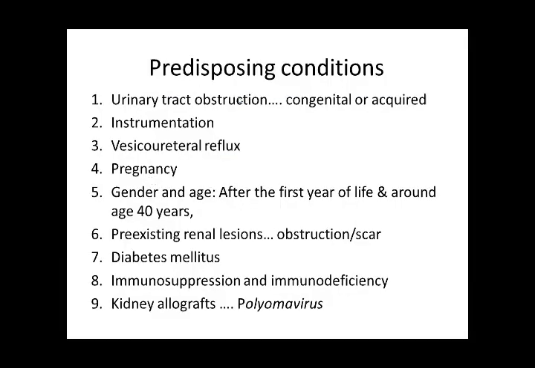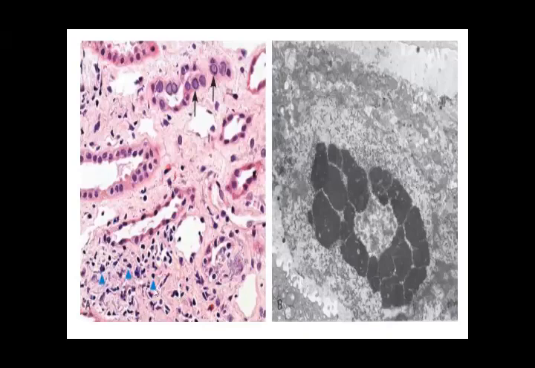Predisposing conditions: urinary tract infection, instrumentation, vesicoureteral reflux, pregnancy, gender and age, after the first year of life in around 40%, pre-existing renal lesion, obstruction, scar, and diabetes mellitus, immunosuppression and immunodeficiency, kidney allograft when they get infected with polyomavirus. They get this infection, pyelonephritis. There are several lymphocytes here.